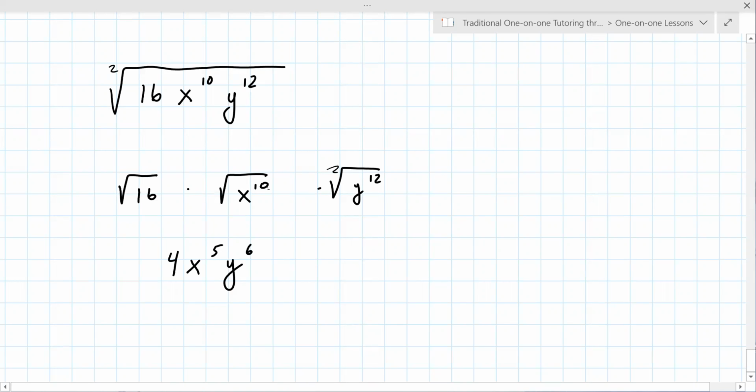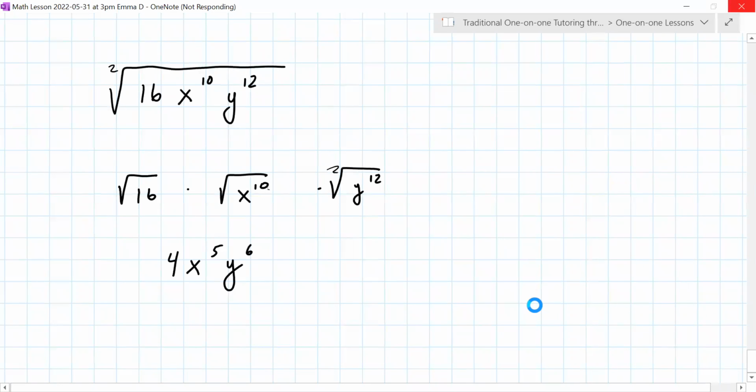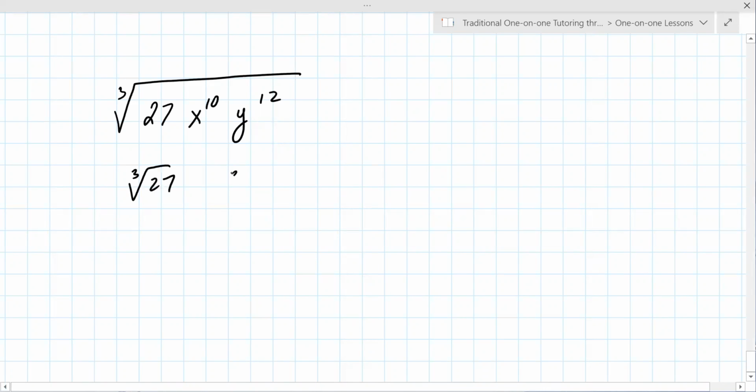I'll make this one slightly more difficult. Hang on, stand by, technical difficulties. There we go. All right, so this time let's do the cube root of 27 x to the 10th, y to the 12th. I'll just write this out, but you don't have to do this. It's just a good reminder that it's really three separate paths here that you're on.